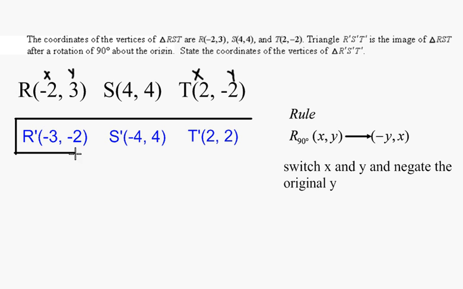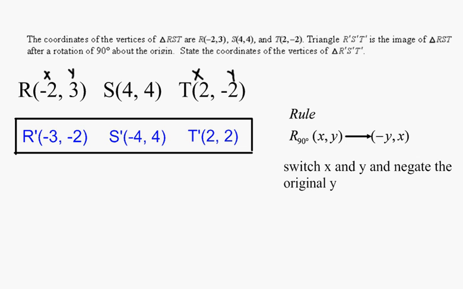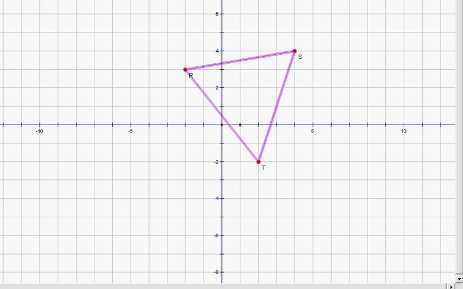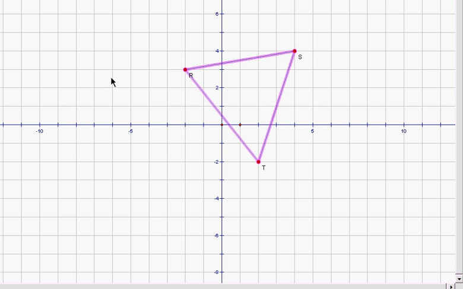I want to show you what it looks like on the graph, just so you have an idea of what's happening. Okay, so there are our original points, R, S, and T. Let me just make sure that's correct. So R is negative 2, 3, right? Yes. And S is 4, 4, and T is 2, negative 2. Yes. So we're good.